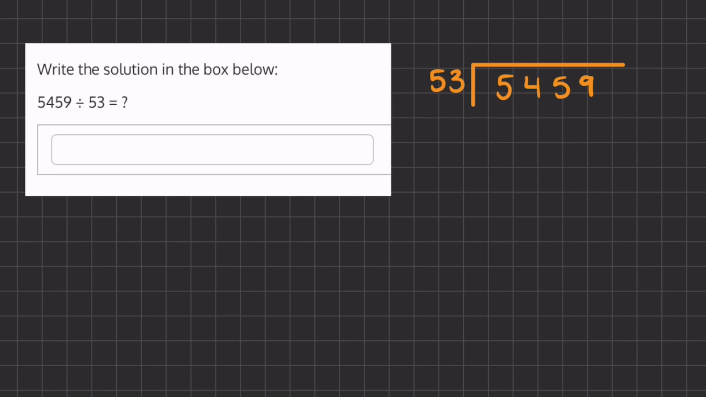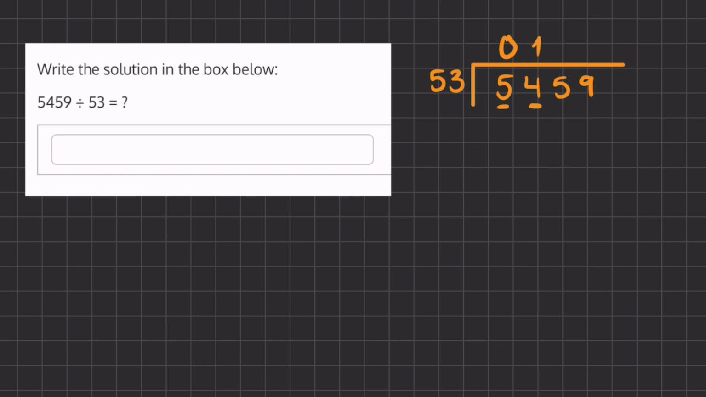All right, so in this problem, we are dividing two numbers, and we're going to use long division in order to get our answer and solve. So let's begin by asking ourselves, how many times does this 53 go into 5? And that's 0 times. And now we're going to move on to our next number, 54. So we're going to ask, how many times does 53 go into 54?